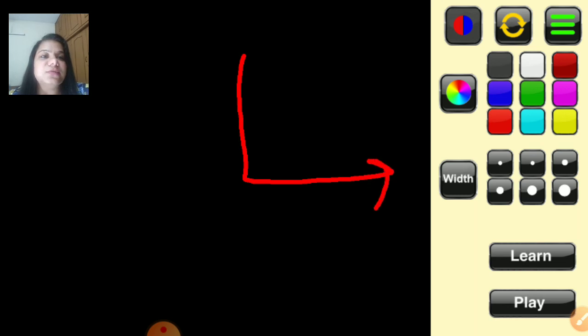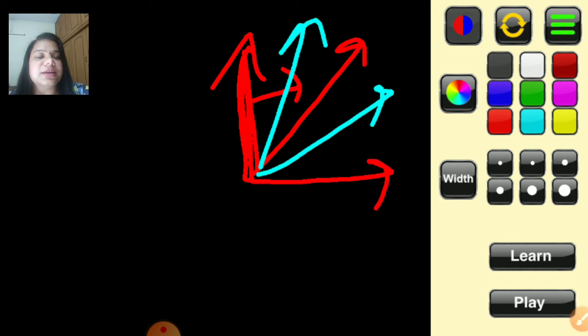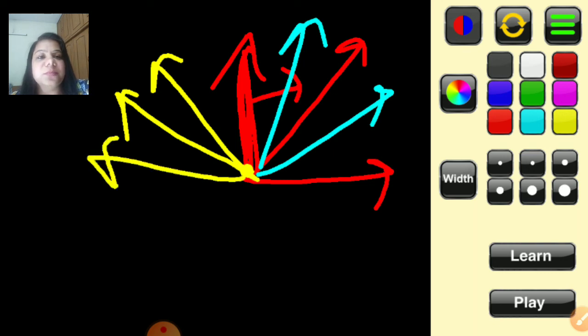So next is the types of angles. First, an angle whose measure is less than 90 degrees. Students, you can see this is the measure of 90 degrees. This straight line is a 90-degree angle. So in this direction, these are all less than 90-degree angles, right? And if I draw an angle on this side, these are all more than 90-degree angles. And this is a 90-degree angle.